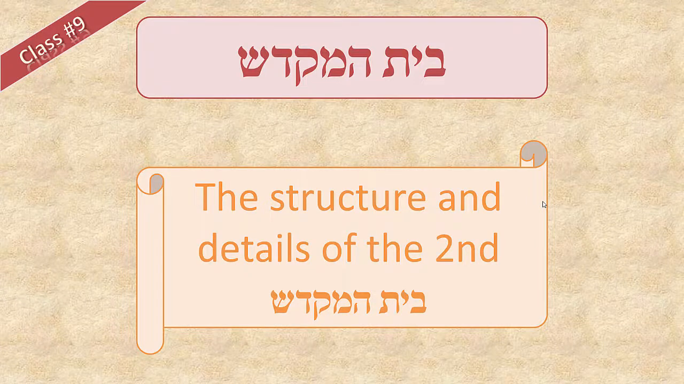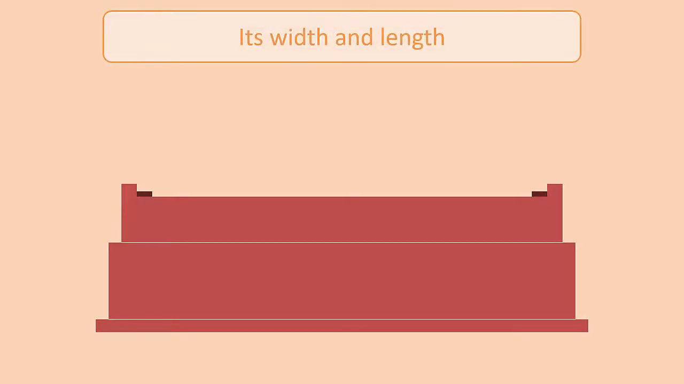Welcome to the 9th class on the structure and details of the second Beis Hamikdash. In this class, we're going to continue learning about the Mizbeach. However, here we're going to just focus on the measurements of the Mizbeach without any corresponding visuals. And we're going to start with the width and length, and then we'll move on to the height.